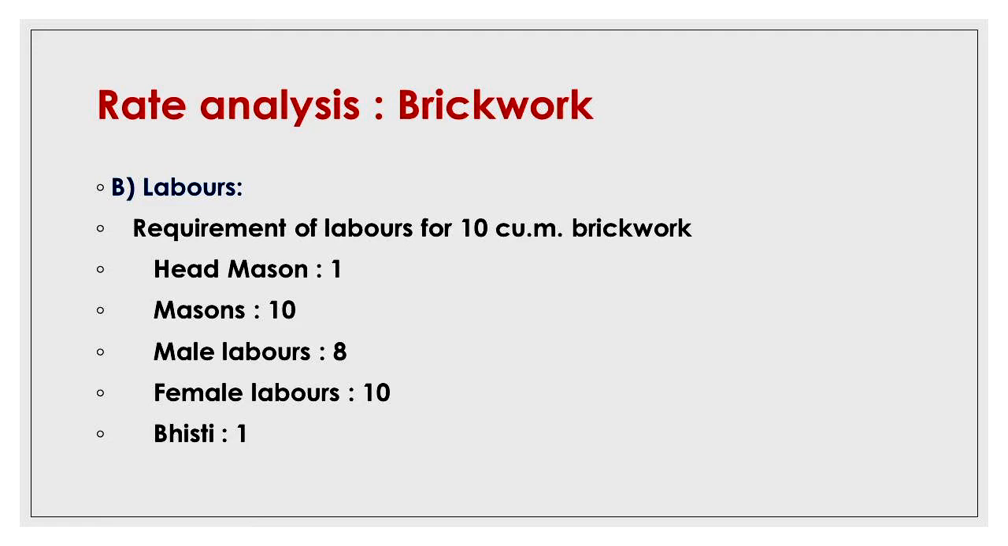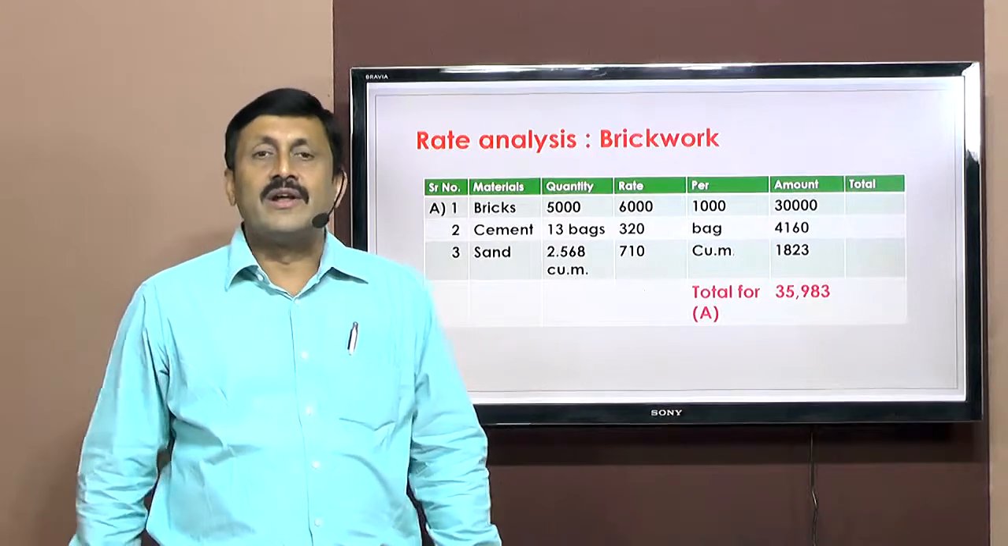So let us summarize exactly what are the categories of labors required for this 10 cubic meter brickwork and how much is the quantity of each and every category of labor. For the execution of 10 cubic meter brickwork, we need one head mason who will be responsible, who will be the head of this particular brickwork. So one head mason is required. We need 10 masons. We need 8 male laborers. We need 10 female laborers and we need one bhisti. Then we will go for the calculation part.